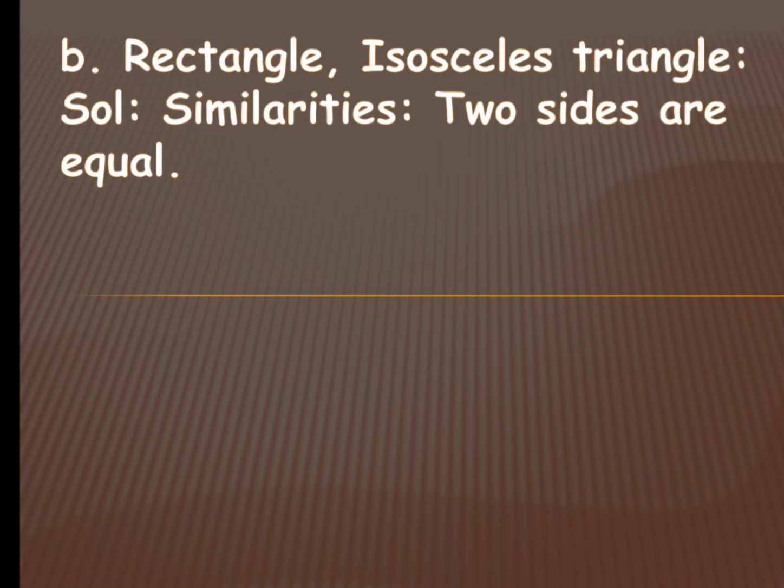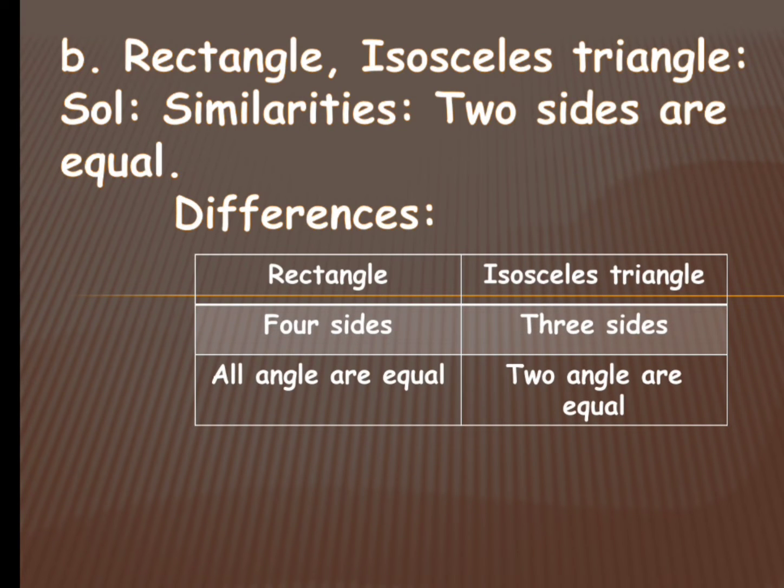Next, differences. Rectangle has four sides, isosceles triangle has three sides. In a rectangle, all angles are equal, which measure 90 degrees, isn't it, children? Coming to the isosceles triangle, only two angles are equal. If you learn the properties of the isosceles triangle, then you can understand this point. Okay, let's see the next question.